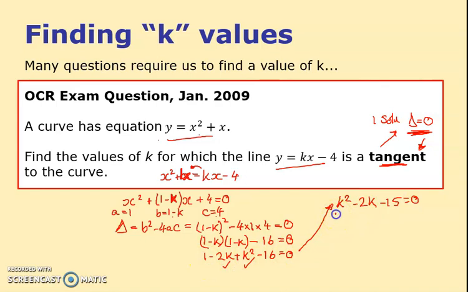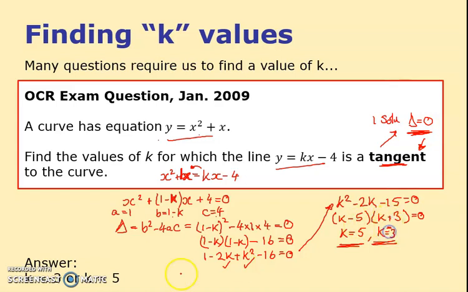Alright, that factorizes quite nicely. I get k minus 5, k plus 3. Again, you can chuck that into a calculator if you wish, and therefore k equals 5, or k equals 3. It does say find the values for which this is true, and there you go, I've done it. k equals 5 or k equals minus 3. I nearly made a very bad mistake, plus 3 becomes minus 3, and now that's right.